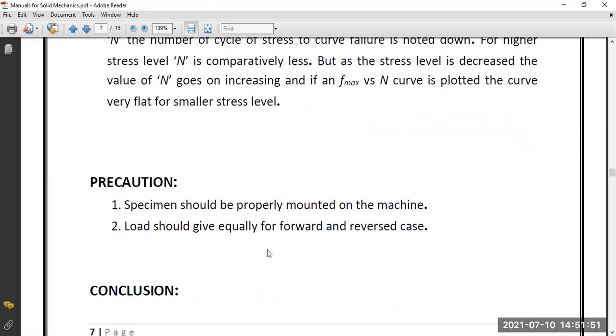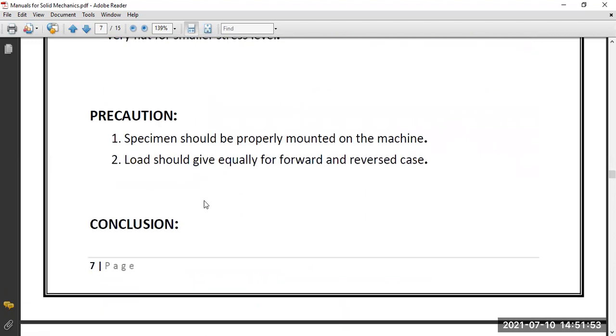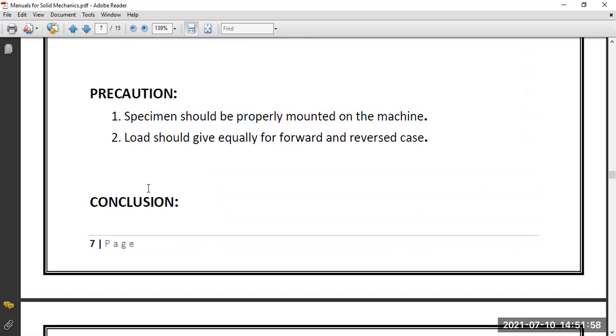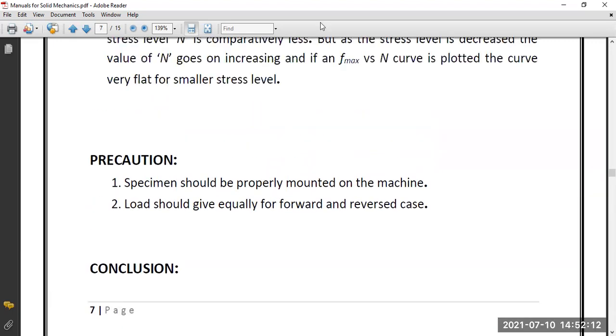What are the precautions? All these specimens should be properly mounted on the machine itself. Load should be given equally for forward and reverse cases. The specimen should be properly mounted and equally loaded in both directions. Let us see another thing.